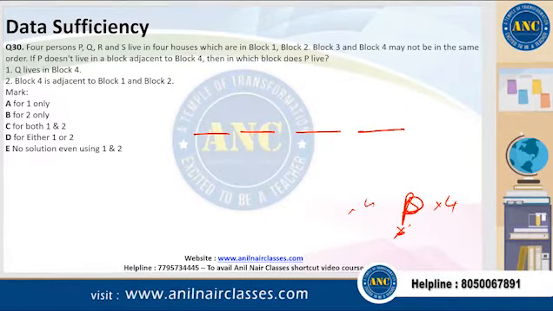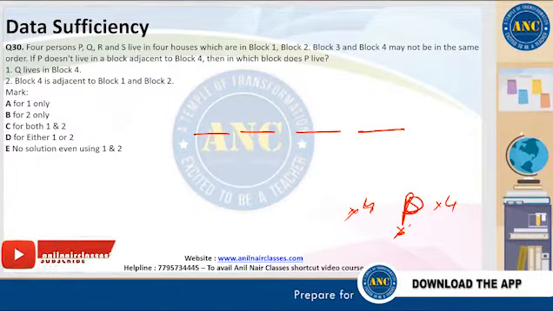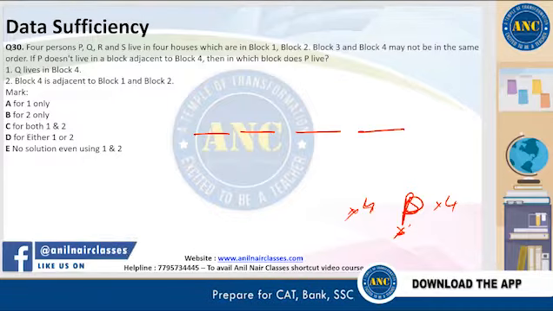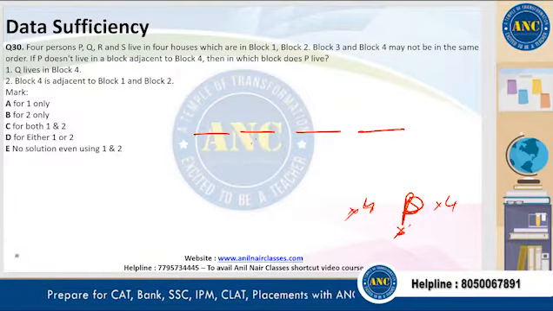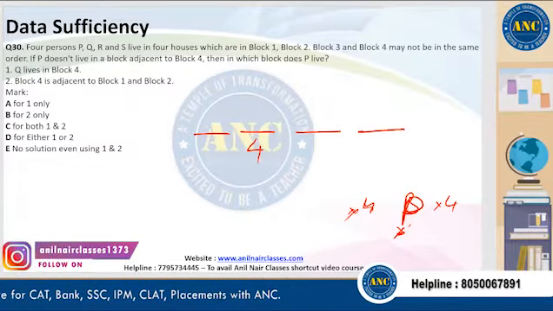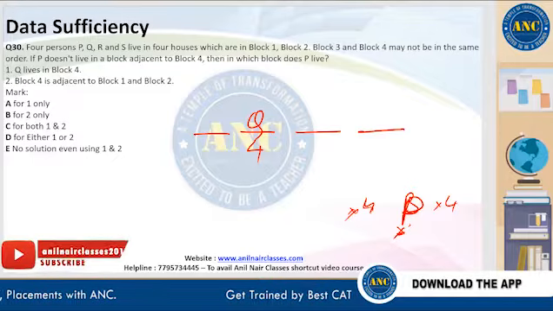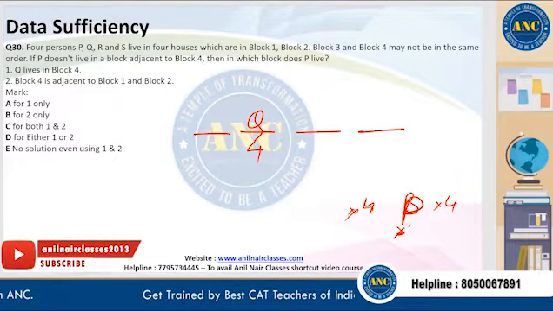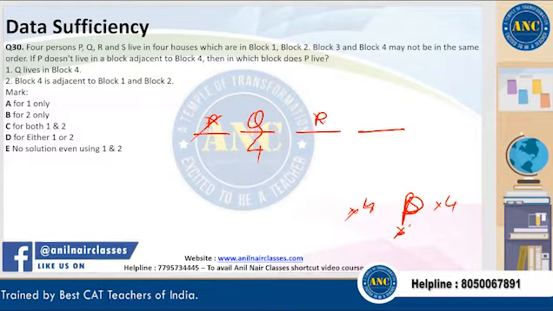This side and this side we cannot put a block 4, right? Statement 1, let's read that. Q lives in block 4, right? So if we say this is block number 4, Q lives in block number 4. So P does not live in a block adjacent to block 4. That means P cannot live here, P cannot live here.